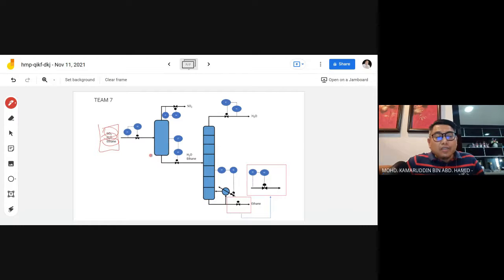Okay, guys, if sulfur dioxide reacts with water, what do you have? What are you gonna have? Apa akan berlaku if sulfur dioxide akan bertindak balas dengan water? Sulfuric acid. What kind of acid do you have? Sulfuric acid. So sulfuric acid ni apa?